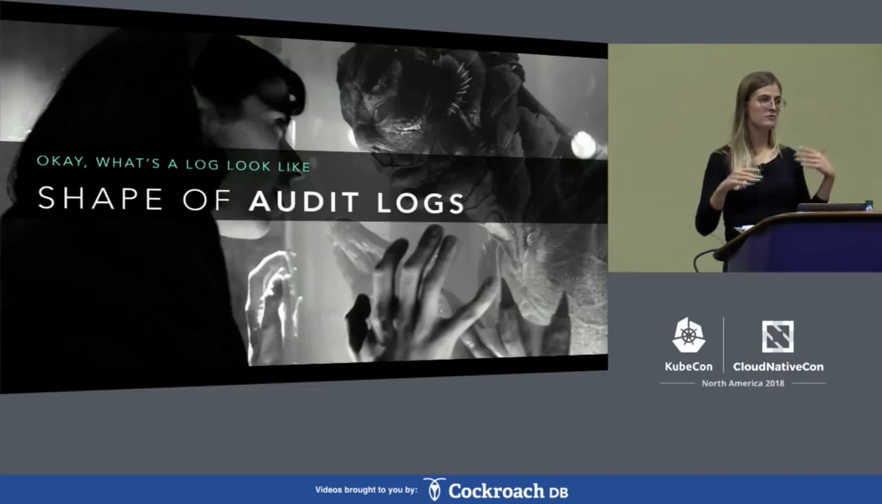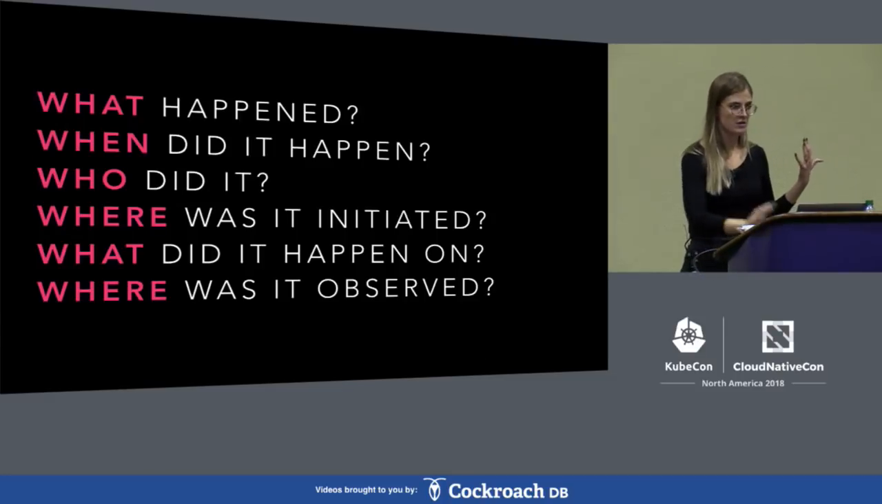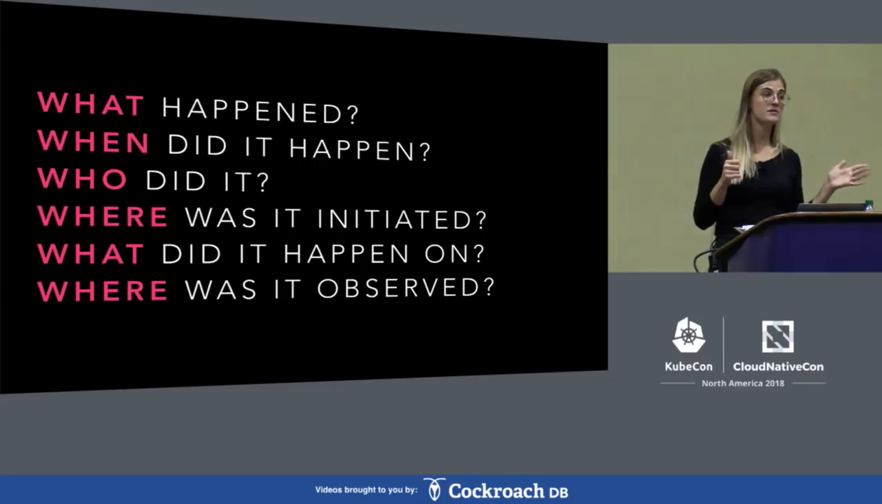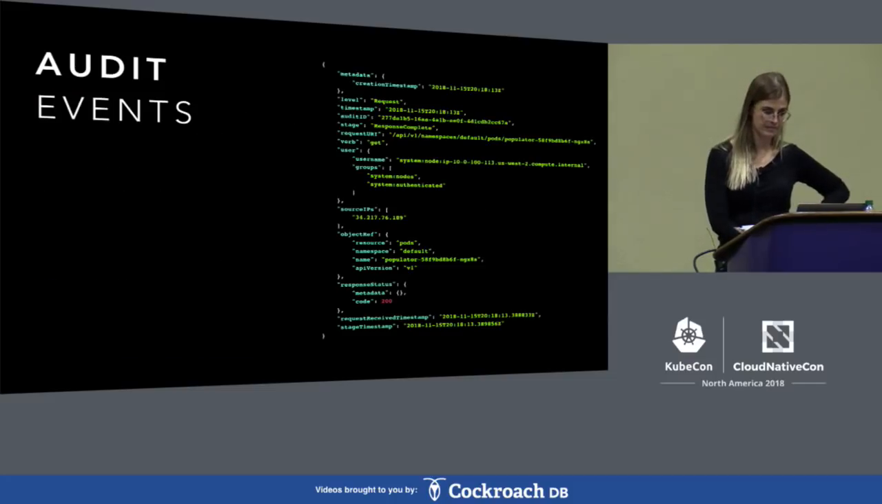Okay, that was sort of a high-level overview. I'm going to go a little bit deeper into what audit logs actually look like, so we get a deeper understanding about how we do all of those things with them. Each audit log should answer 6 questions. What happened? When did it happen? Who did it? From where was it initiated? What did it happen on? And where was it observed?